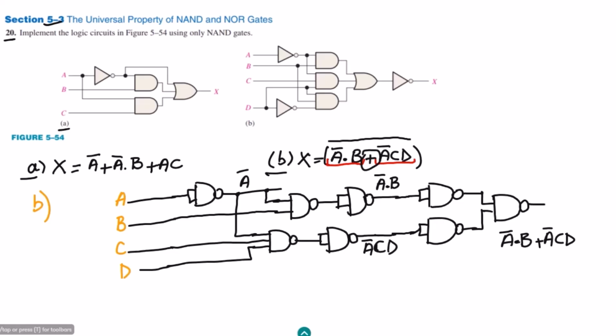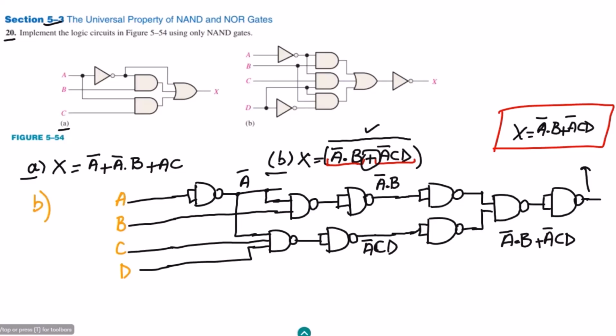Okay, so as here we have this whole complement as well, therefore I have to use another inverter here as well. So this will invert it, and at the output of it, what I will get? I will get A complement dot B plus A complement CD, and this is the answer of part B here, in which I have implemented the overall circuit which was mentioned here by using the NAND circuit, and that is here.